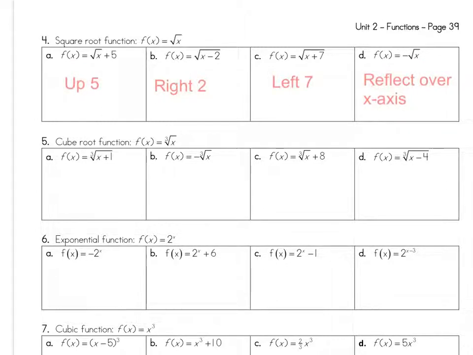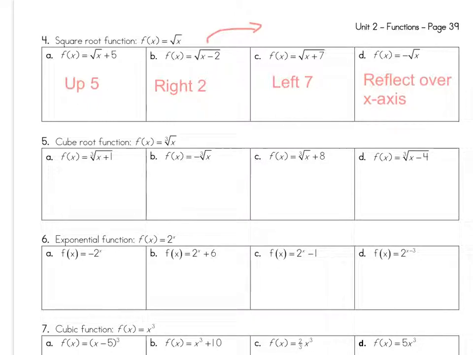So pause the video, answer this question yourself, and check back to see how you did. Okay, so here are the answers for question number 4. Remember that square root function almost looks like half of a parabola on its side. So it looks something like this. And what we do with that function in A is we move it up 5, B right 2, C left 4, and D we reflected it over the x-axis.